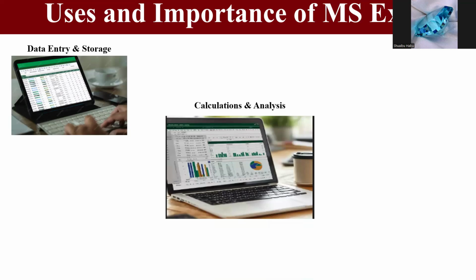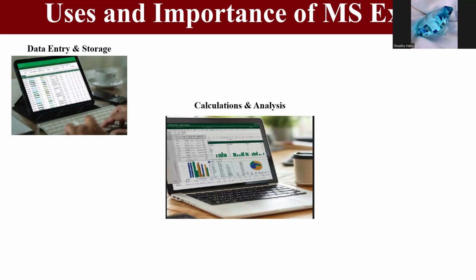Then number two, calculation and analysis. Excel is very, very powerful for calculation, right? So Excel is very important for health statistics. For instance, hospitals can use Microsoft Excel to calculate maybe drug dosage, or bed occupancy rates, or average waiting times. All these we can perform in Microsoft Excel.